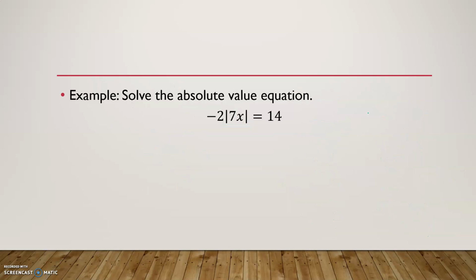All right, so for this one, I'm going to start by getting the absolute value bars by itself. I'm going to cancel out my negative 2's, and I have absolute value of 7x equals negative 7. Why do you think this is a problem? It's a problem because this is telling me that the absolute value of some number is equal to a negative number. But remember that absolute value cannot be negative. Absolute value can't be negative.